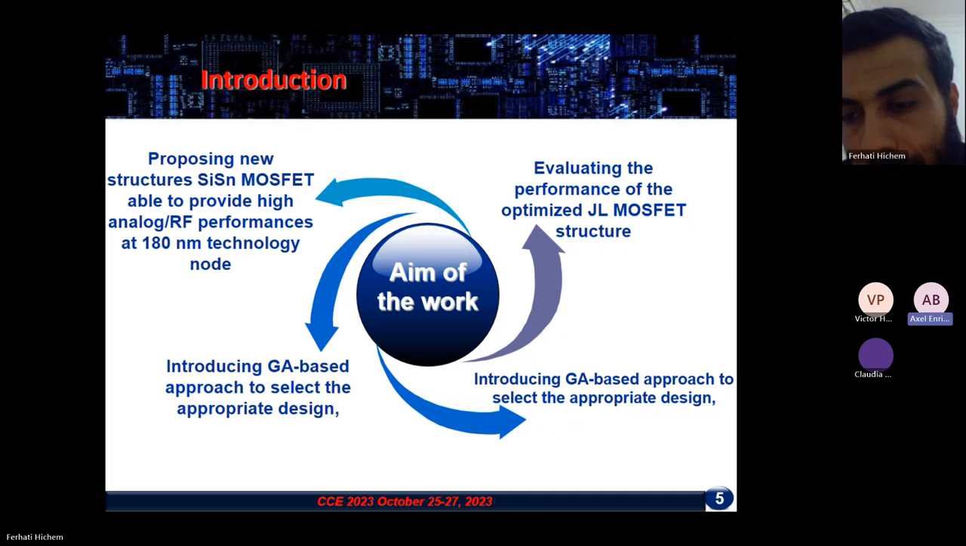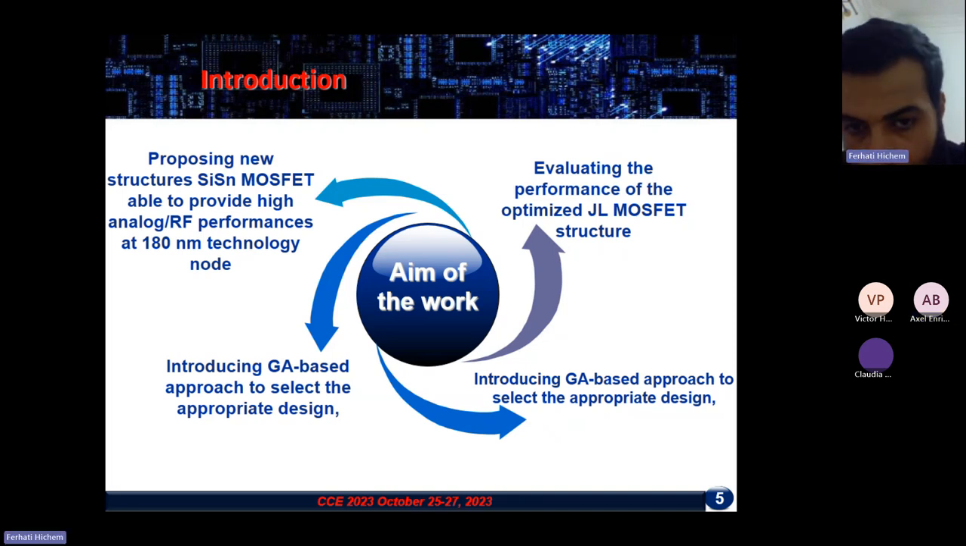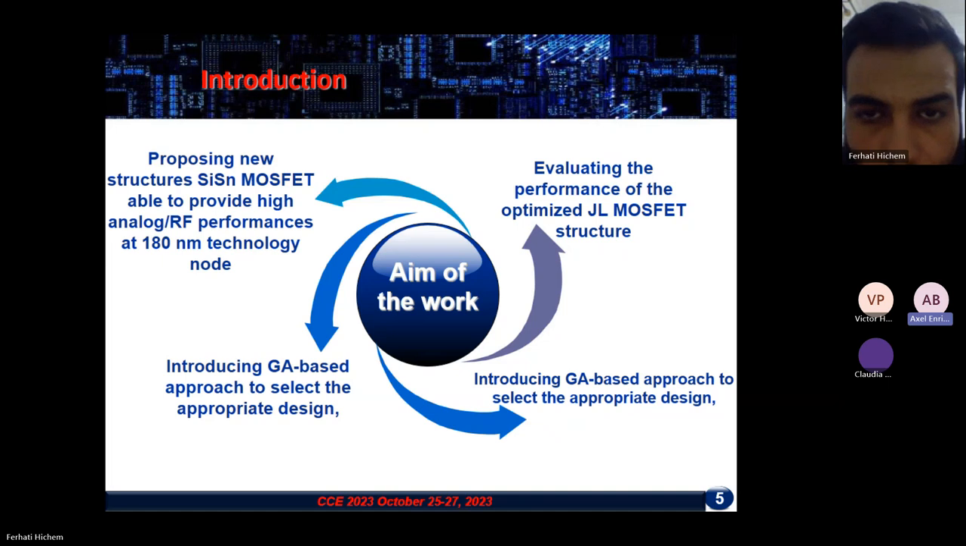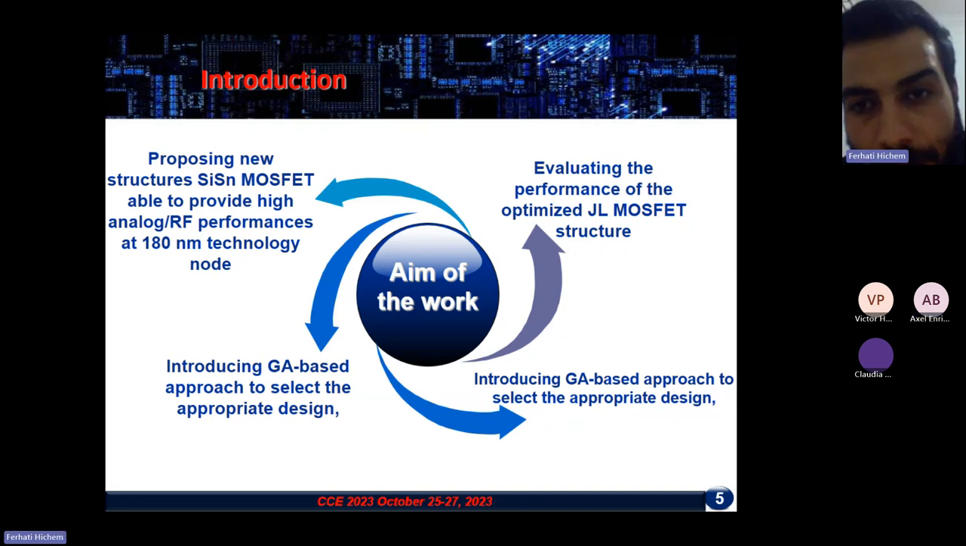Okay, can you tell me to what journal did you send your work? Superlattices and Microstructures. Okay, I hope it will be accepted. It's very interesting. Thank you very much.